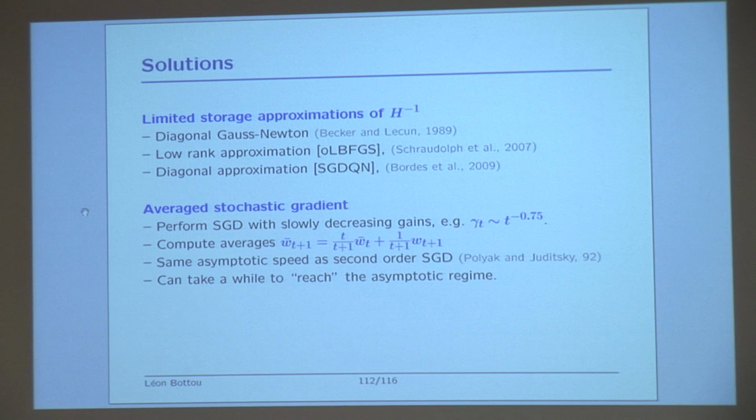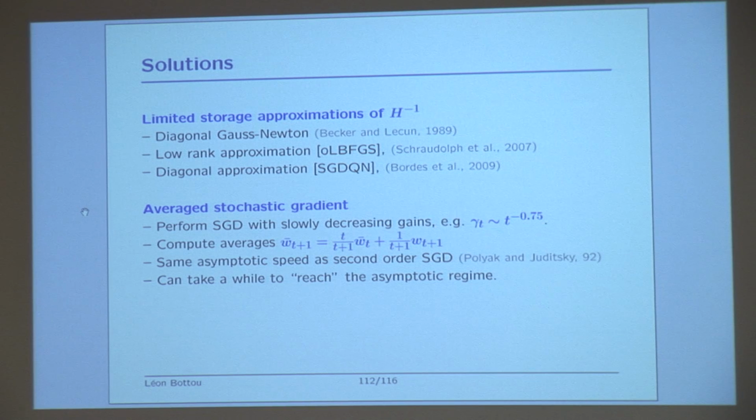But when you do this, you can prove a result where this has the same asymptotic speed as the second order SGD, which means that in theory, if you get all the constants right, it should achieve the same kind of excess error on the test set as computing the real optimum. Just doing one pass of this. Now the question is that this asymptotic regime is a bit tricky to reach, and so you actually need to do some work before you reach this. So that works when you have a large data set.